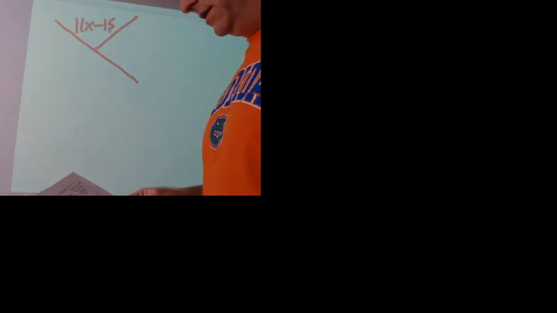Okay, so let's look at number 12. You see the diagram, I've got a line, and I get 11x minus 15, and then the next one is 5x minus 13. Now, because this is a line, that's going to equal 180 degrees. These are adjacent, it's also a linear pair.